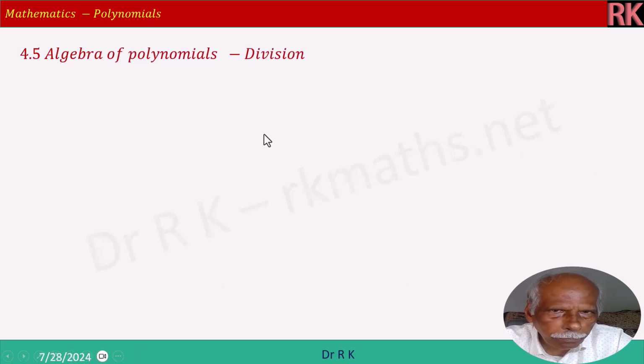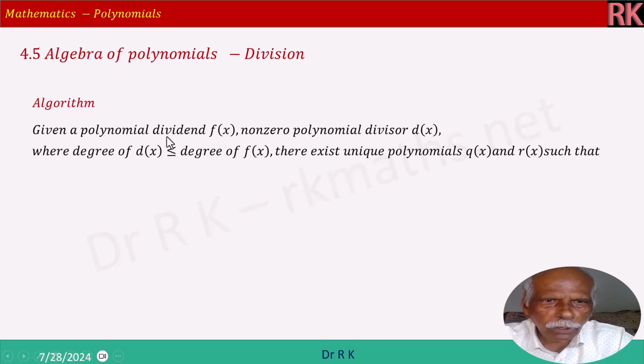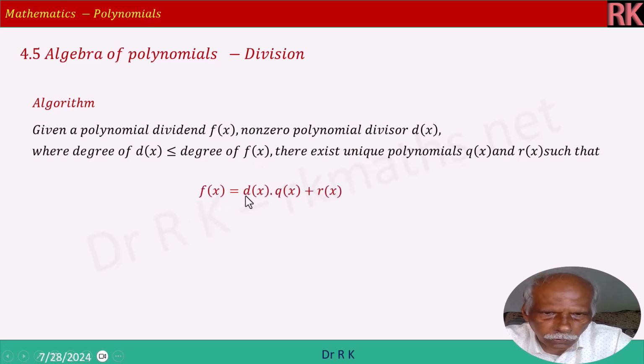We will see the algebra of polynomials division. What is the algorithm here? Given a polynomial dividend f(x), non-zero polynomial divisor d(x), where degree of d(x) should be less than or equal to degree of f(x), there exist unique polynomials q(x) and r(x) such that f(x) is equal to d(x) q(x) plus r(x). q(x) is called quotient, r(x) is called remainder.